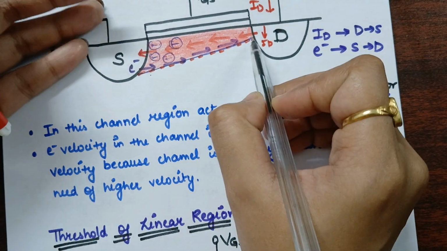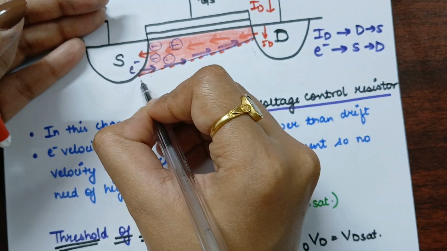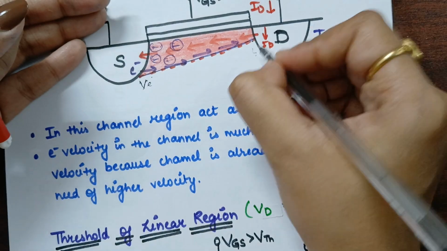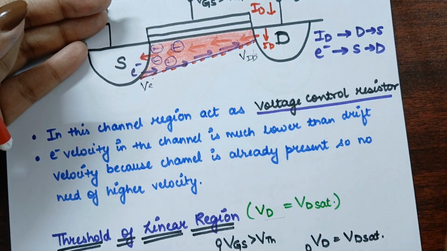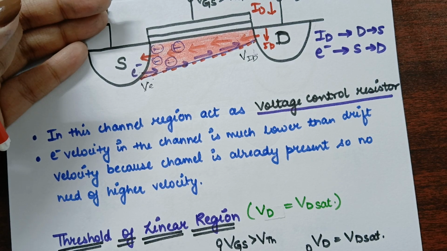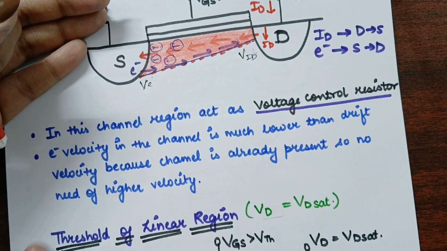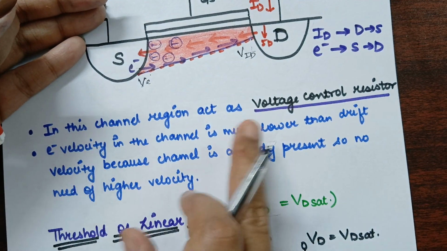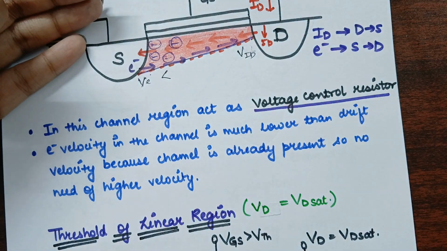Okay, drift velocity, whereas this electron velocity is, for example, VE. And this is the velocity of the current, ID. You can consider it. So what you will observe here is that the velocity in the channel will be lower, and this will be higher. Why is it so?